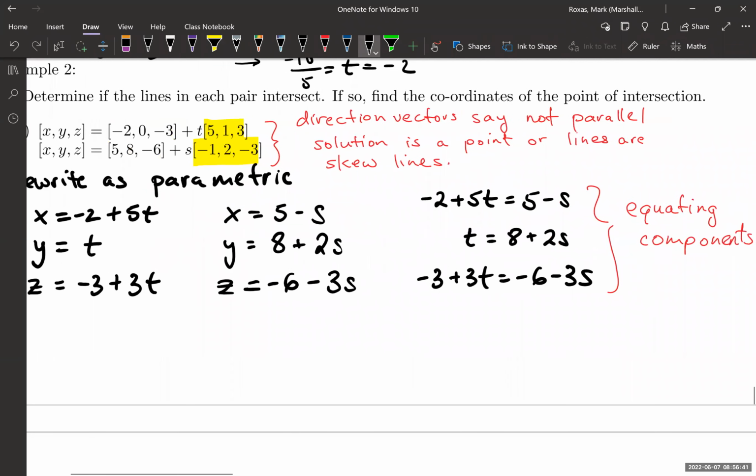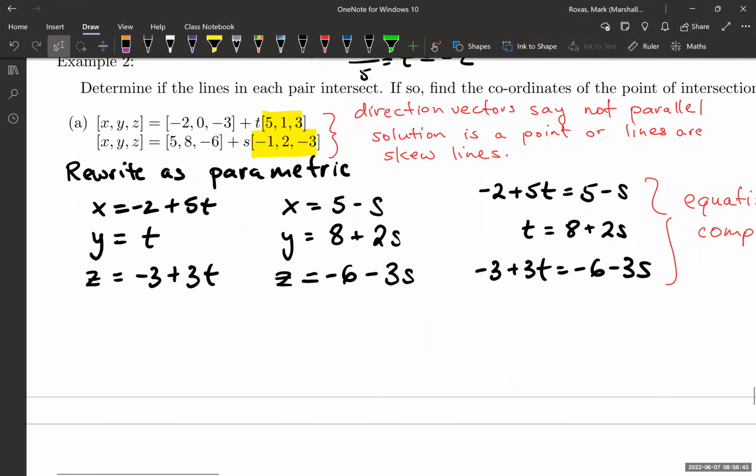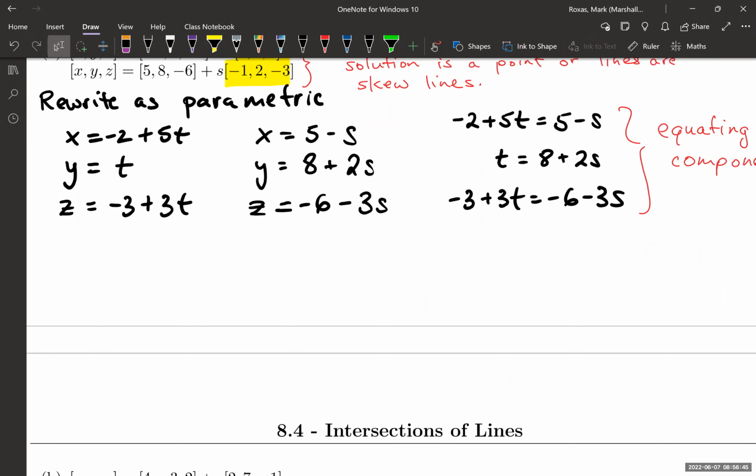So I'm going to do that work down here. Negative 2 plus 5t, and t is going to be replaced with 8 plus 2s. And on the right side, I have 5 minus s. The idea here is that I'm going to substitute because I'm creating an equation with only one unknown variable, and that variable is the parameter s, and I'm going to solve for s. So expanding, and here I'm going to write substitution.